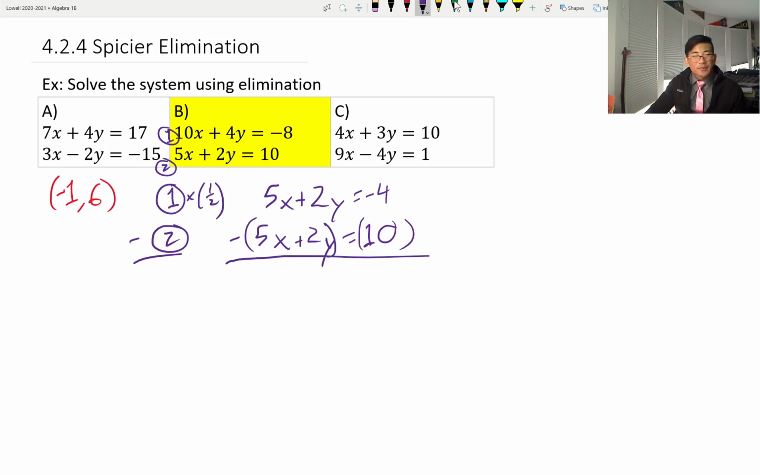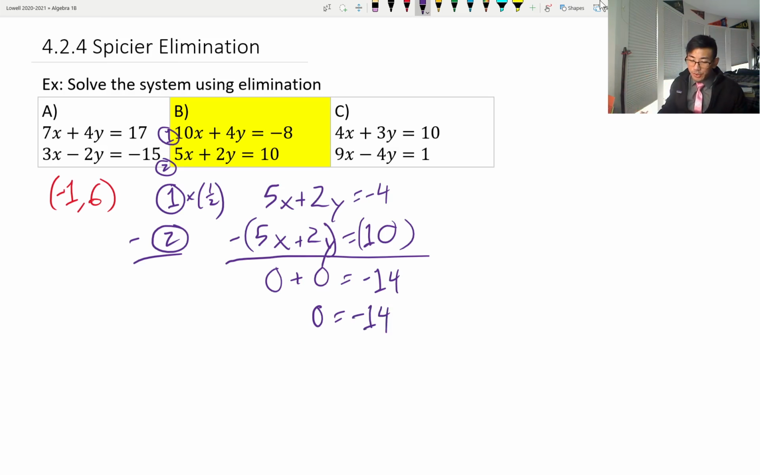So 5x minus 5x will be 0. 2y minus 2y is also 0. And then -4 minus 10 is equal to -14. So we end up with this statement: -14 is equal to 0.